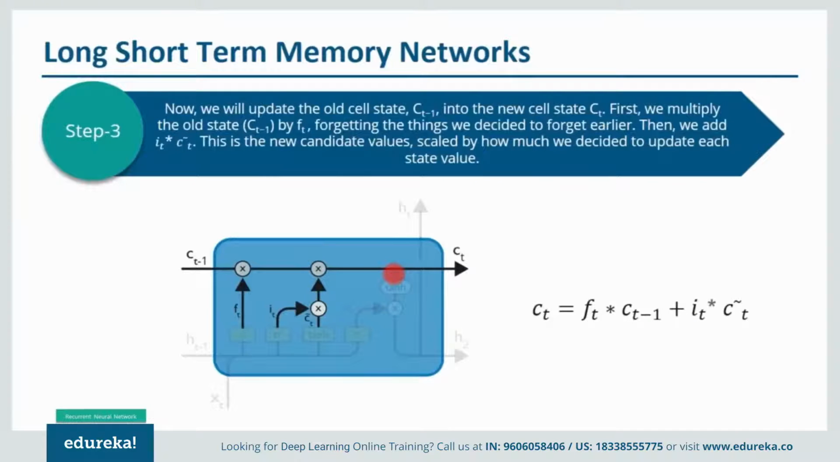So now is the time to update the old cell state ct-1 into the new cell state ct. Alright, in the previous steps we have already decided what to do. We just need to actually do it. So what we'll do is multiply the old cell state ct-1 with ft that we got in the first step, forgetting the things that we decided to forget earlier, if you can recall. Then we add it to the term that comes from multiplying it and c bar t, the new candidate values scaled by how much we decided to update each state value.